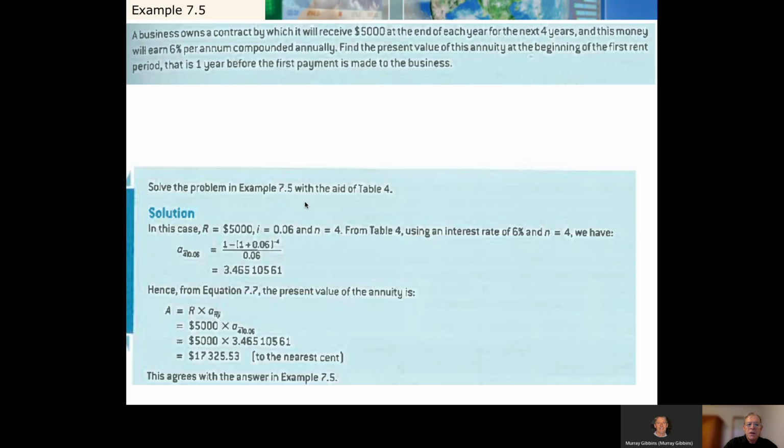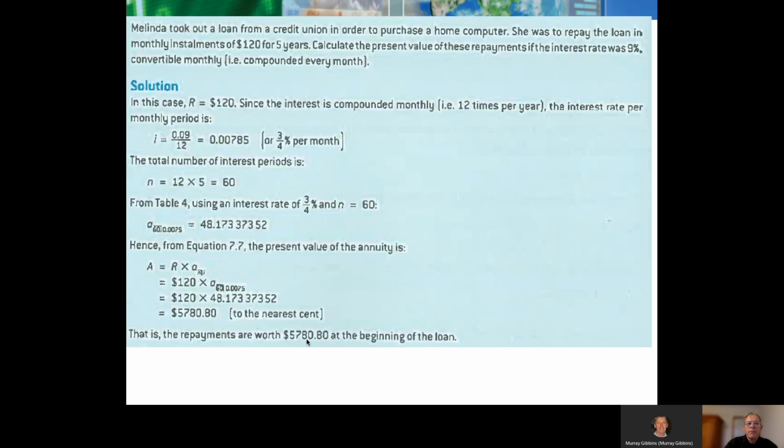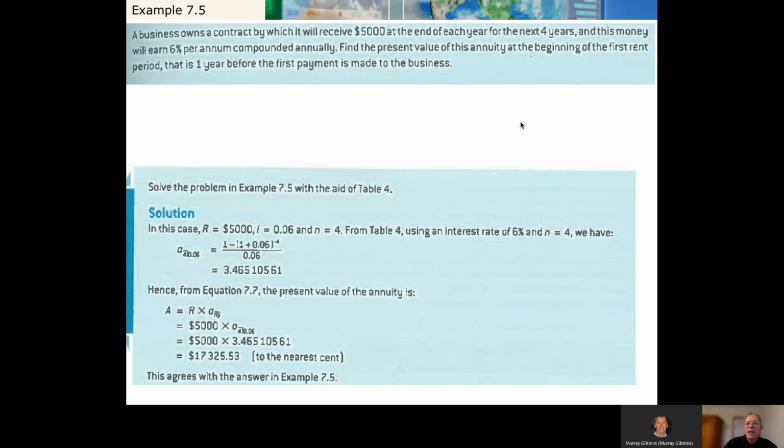I think I will move on. Let's move on. I think that maybe is that a beginning? Just check. A business owns a contract, 5,000. No, it's the end of each year. It's not a beginning annuity. Oh, it is a little bit. It is a little bit.